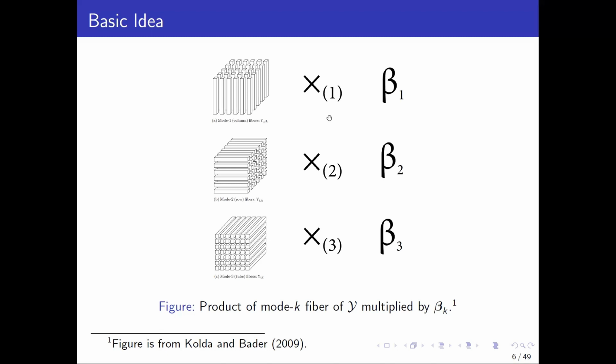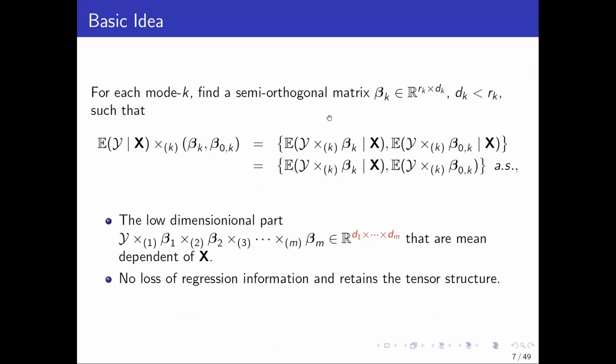So this one is a mode-one fiber. So I'm multiplying this matrix to each of the fibers. And if I'm multiplying this matrix with the two-mode product, then basically I'm multiplying this matrix to each of these fibers. So this is the product between a tensor and a matrix.